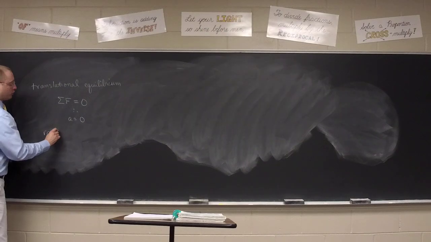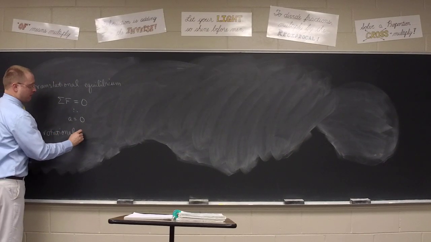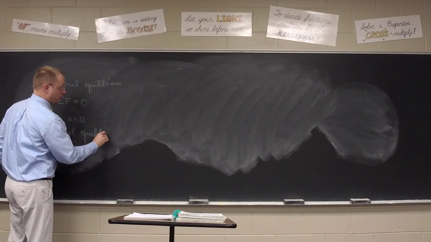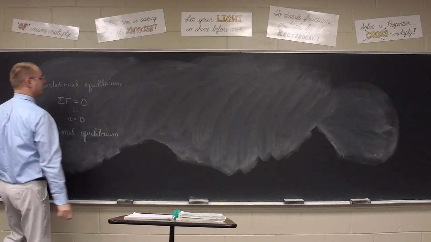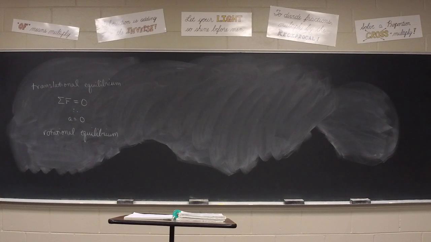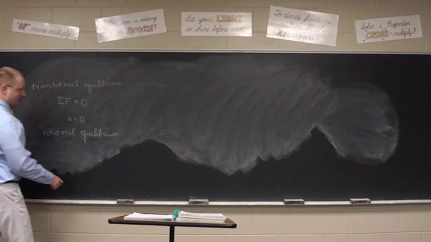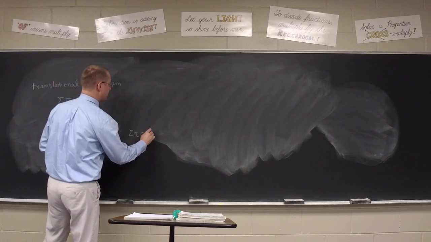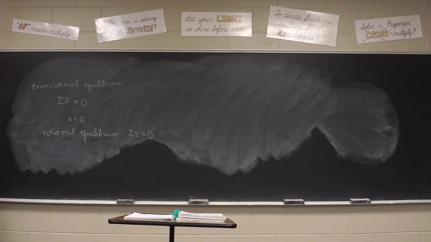Now let's talk about rotational equilibrium. Rotational equilibrium. Well, with rotational equilibrium, we're not concerned with forces all balancing out. We're concerned with torques all balancing out. So rotational equilibrium is the result of the sum of the torques equaling zero. So if all the torques on a body balance out, then we have rotational equilibrium.